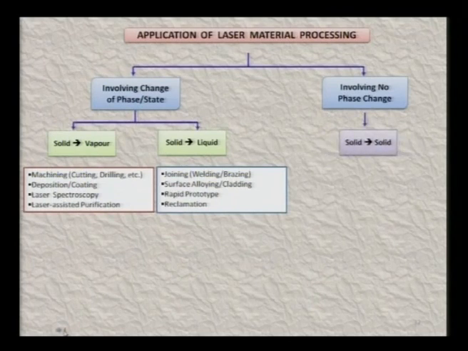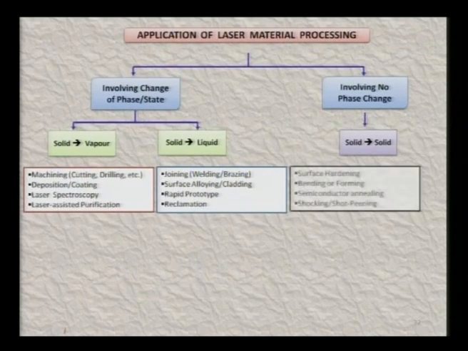Now, solid to solid phase, that is processing of the material from solid, and finally when processing is done it also remains solid. It includes surface hardening, bending or forming, semiconductor annealing, shock peening. So, these are some of the applications where material is being processed using the laser beam.